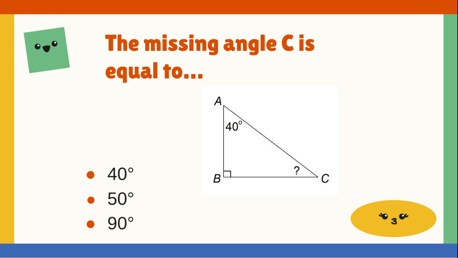All right, so angle A was 40 degrees. Angle B is a right angle, so it's 90 degrees. And if we add angles A, B, and C together, they have to equal 180. So we would have 40 plus 90 plus C equals 180. And if we find that missing number, the value would be 50 degrees because 90 plus 40 plus 50 is 180. All right, and that's all for our geometry.